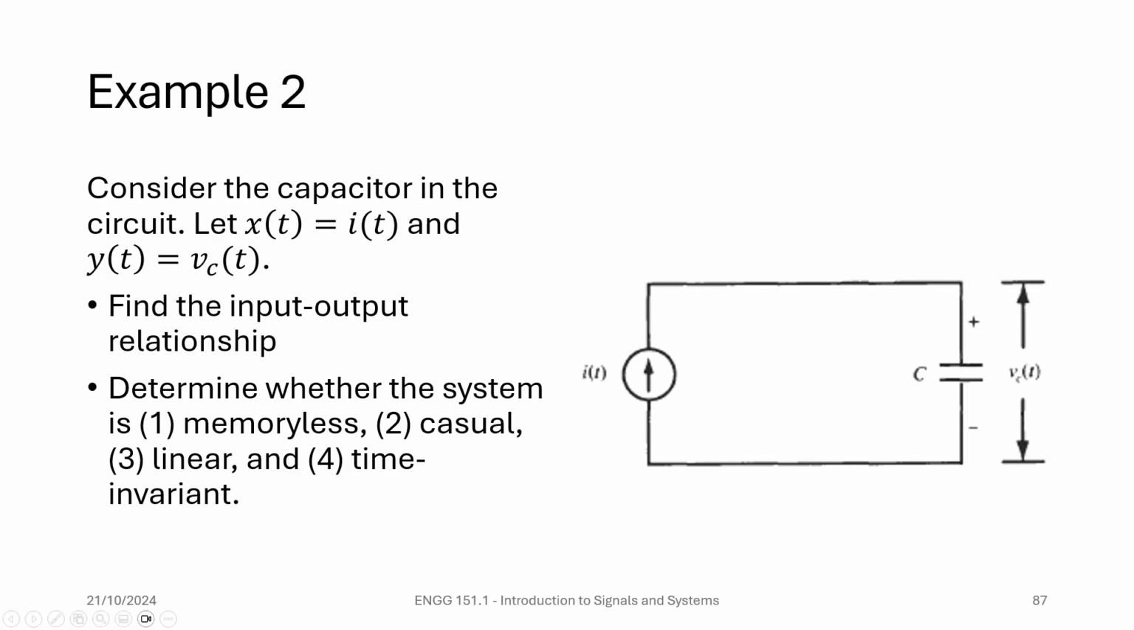Now let's have this one. Consider the capacitor in this problem. Find the input-output relationship and determine whether the system is memoryless, causal, linear, and time invariant. It's very crucial for us to determine the equation governing the circuit, because that will tell the properties of the system. Now let's analyze this problem.